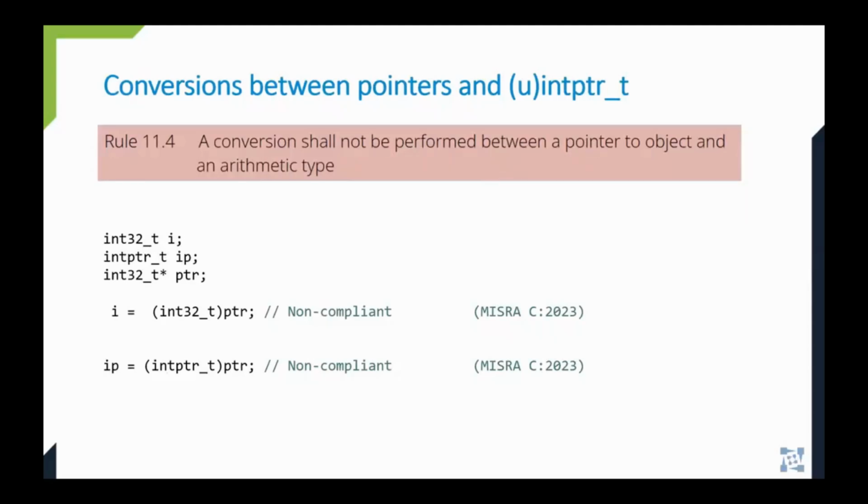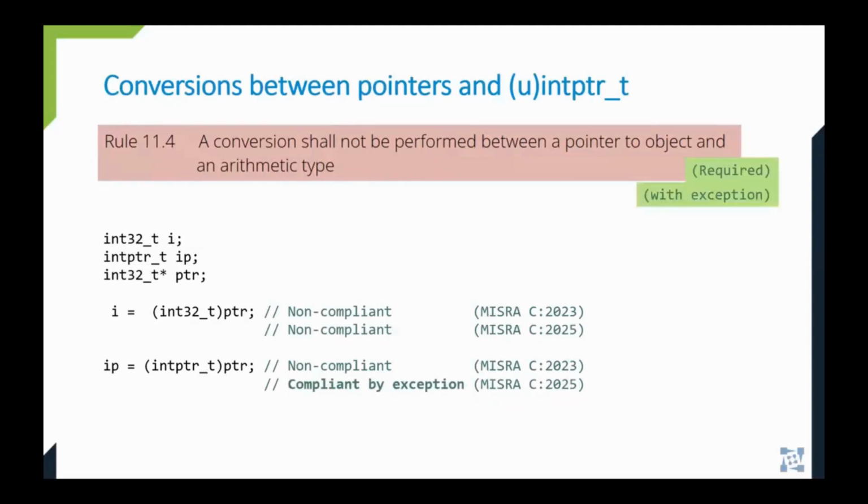Another item with loosened restrictions is Rule 11.4. We already discussed it in the context of changing its category from advisory to required, and then we mentioned that an exception has been added to it. Here we see two cases which are non-compliant with MISRA C 2023, as we are converting a pointer to the integer type. MISRA C 2025, however, introduces an exception that allows conversions between a pointer and intptr_t or uintptr_t types, as such conversion is allowed by the standard.